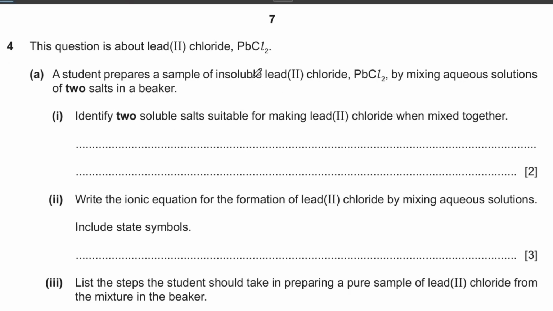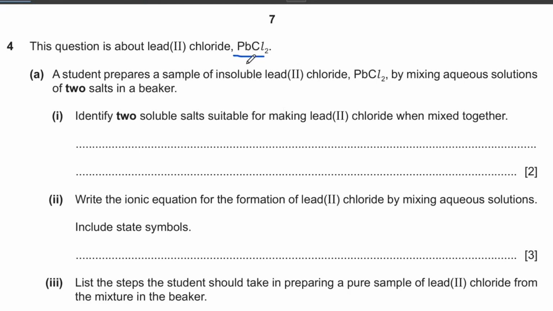Now, this is a preparation of salt by precipitation. And in preparation of salt by precipitation, we use 2 soluble salts to form an insoluble salt, in this case, lead(II) chloride. Now, in order to know these 2 salts that were mixed together to form lead(II) chloride, we need to look at the product. Now, the product is lead(II) chloride.